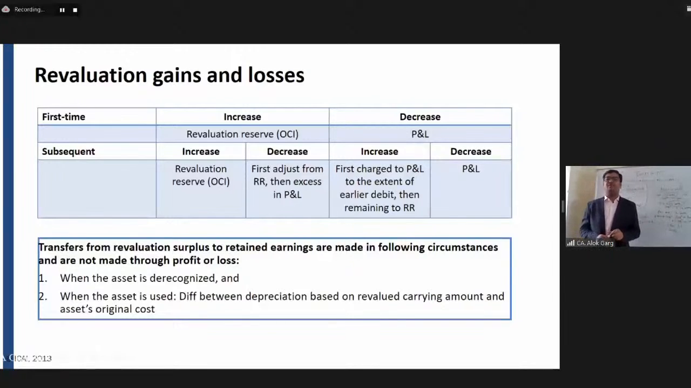Transfers from revaluation surplus to retained earnings are made in the following circumstances and are not made through profit or loss. I have told you the accounting entry is revaluation surplus debit to retained earnings. It's a balance sheet to balance sheet entry. When the asset is derecognized and when the asset is used. So when the asset is used, the difference between depreciation based on revalued carrying amount and asset original cost. Okay. Is it okay?